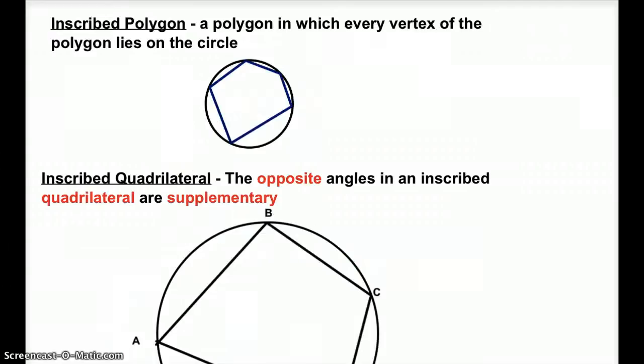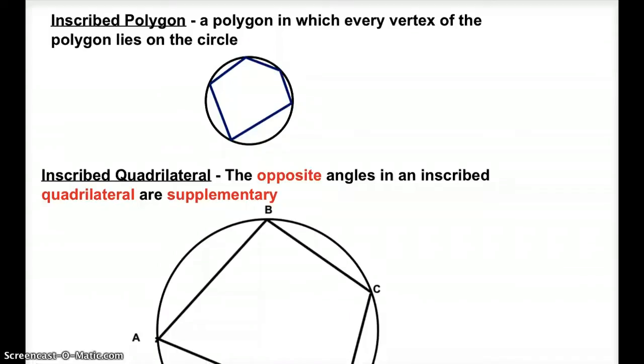Our next slide deals with inscribed polygons. We define an inscribed polygon as being a polygon in which every vertex of the polygon lies on the circle. As you can see in the example, this is an inscribed pentagon, but you can inscribe any polygon into a circle so long as the vertices of the polygon are on the circle itself.